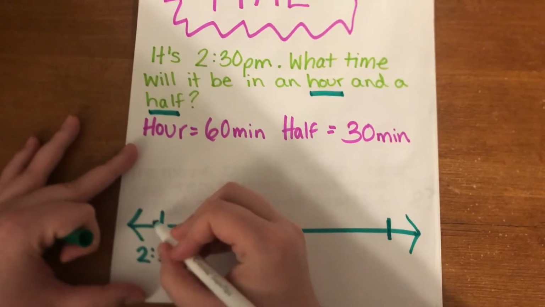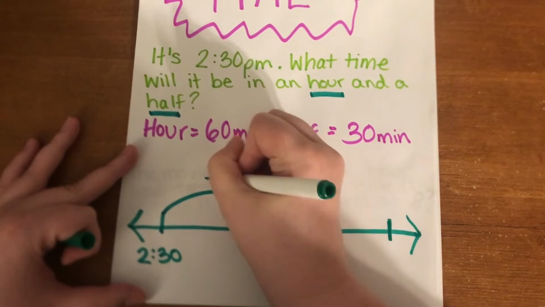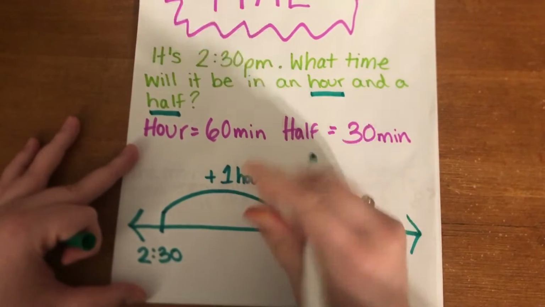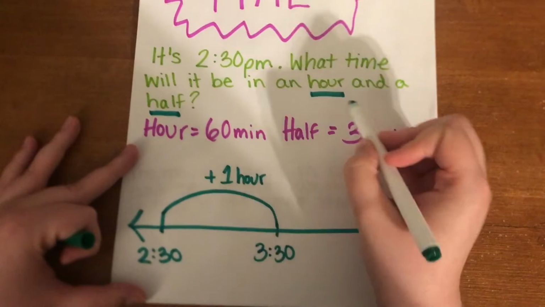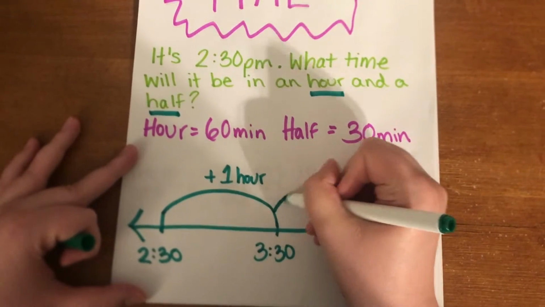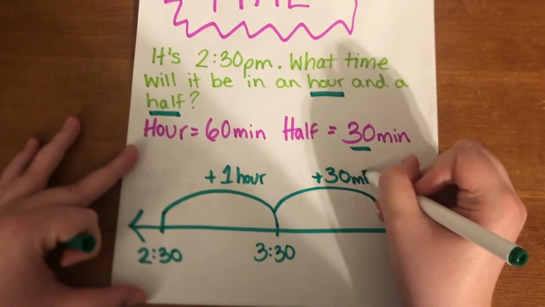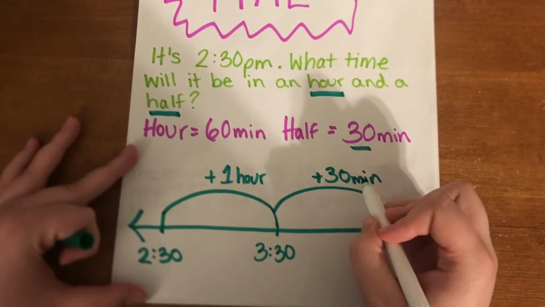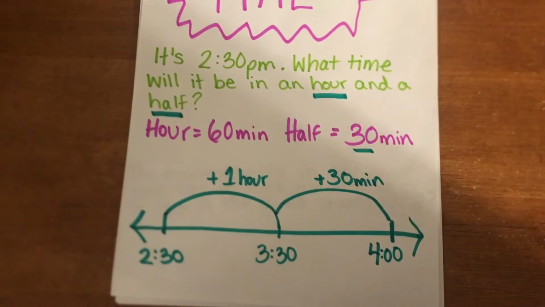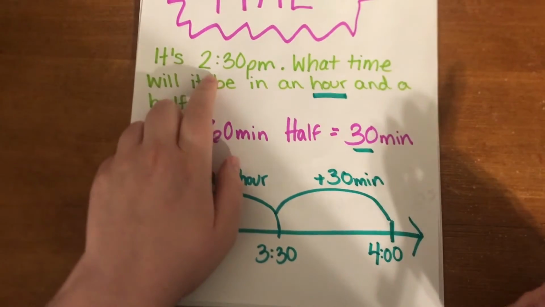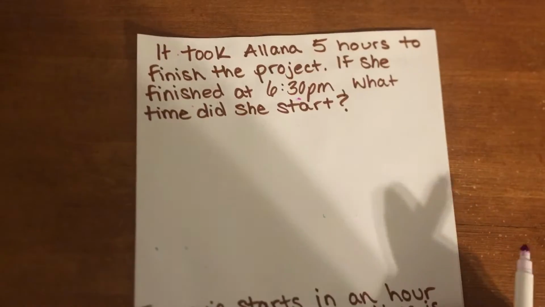First, I'm going to see how much time has passed after an hour. So 2:30 plus 1 hour would get me to 3:30. Okay, but then I have an hour and a half, so I have one more half hour left, which would be 30 minutes. So plus another 30 minutes. 3:30 plus 30 more minutes would get me to 4 o'clock. So what time is it after an hour and a half past 2:30? It's 4 o'clock. Let's look at a few more examples.